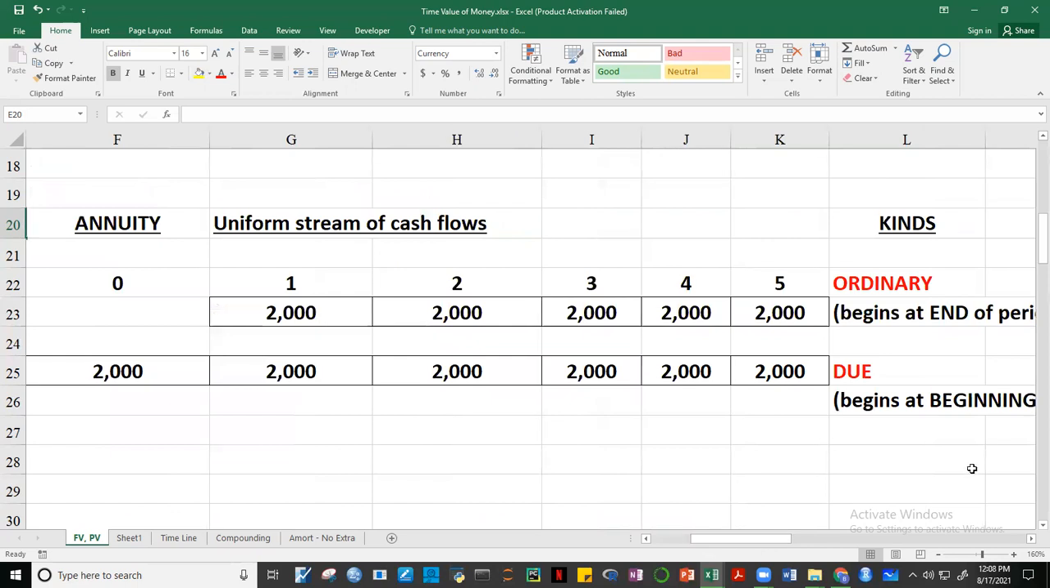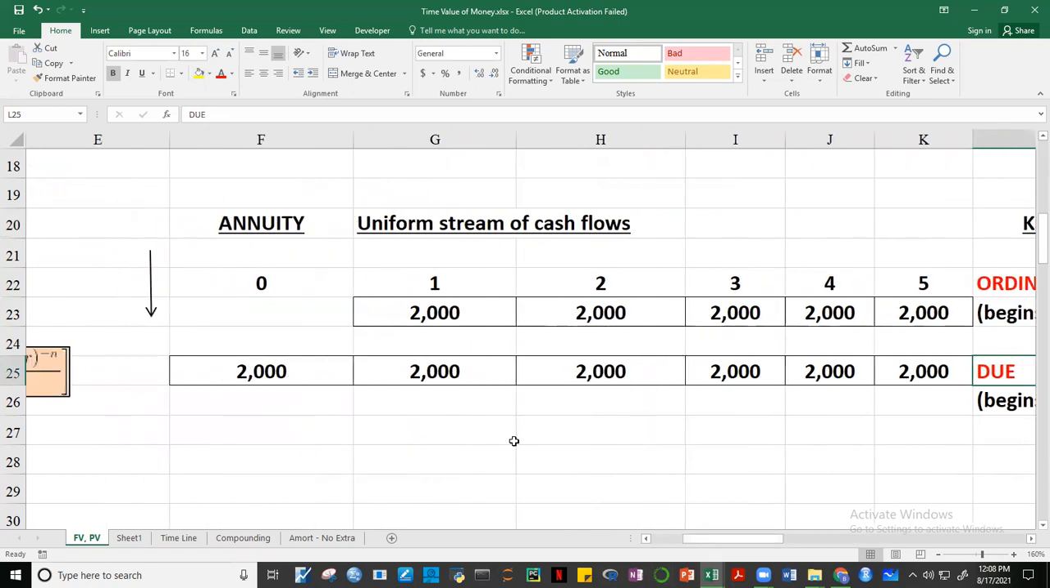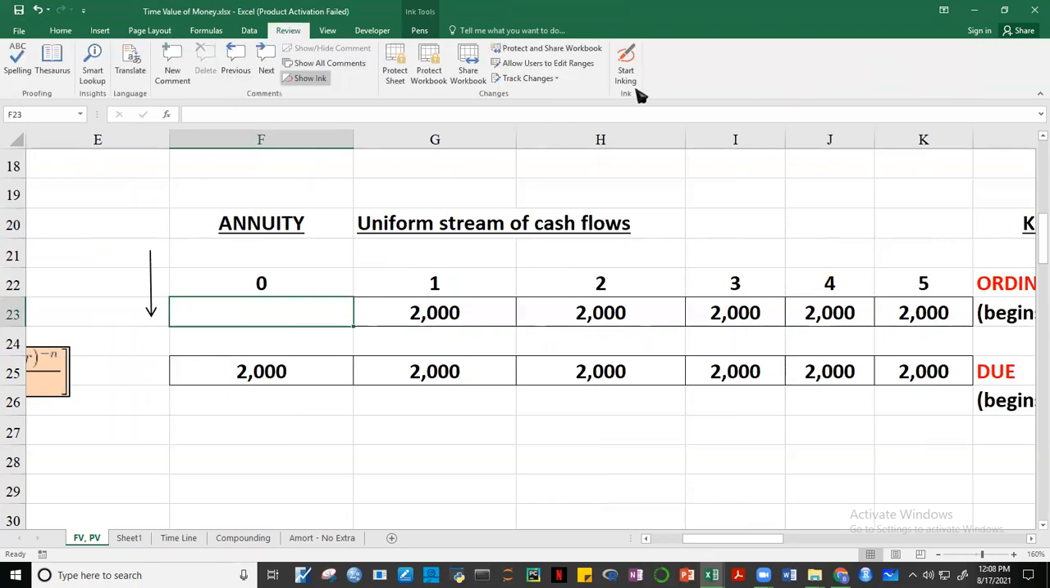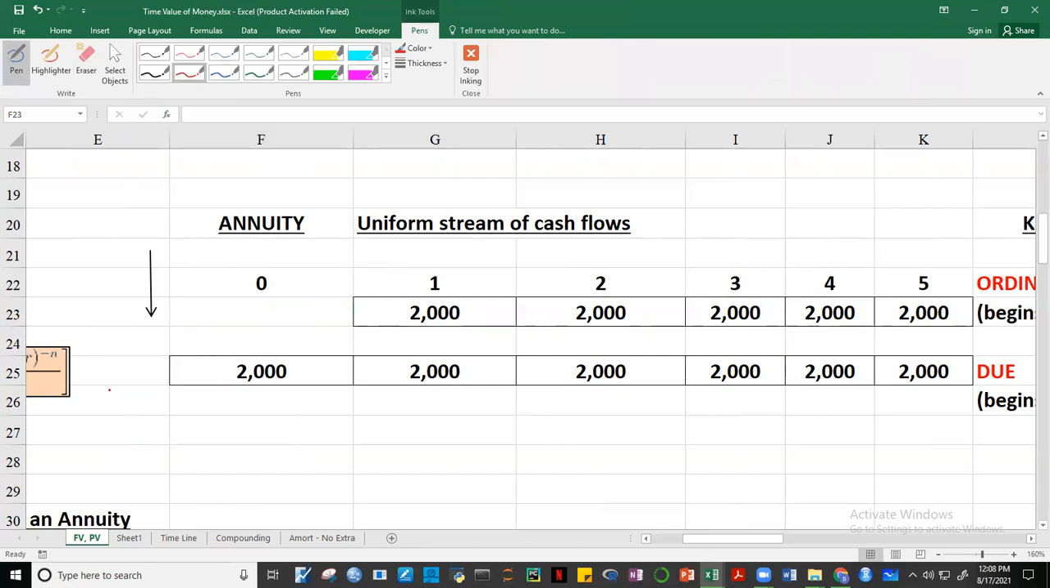Dalawang klase yan. We have annuity ordinary and annuity due. Anong difference? Okay, the transaction starts now at year 0. No? Ang annuity ordinary, the cash flow will start at the end of the period. So nagsimula tayo sa time 0. So the cash flow will start at the end of, so dito magsisimula, ano? Okay, hindi kaagad, no? The cash flow will start at the end of the period. So ibig sabihin, it will start at year 1. Yan. Kaya andi dito yung 2,000 natin. 2,000, 2,000, 2,000.